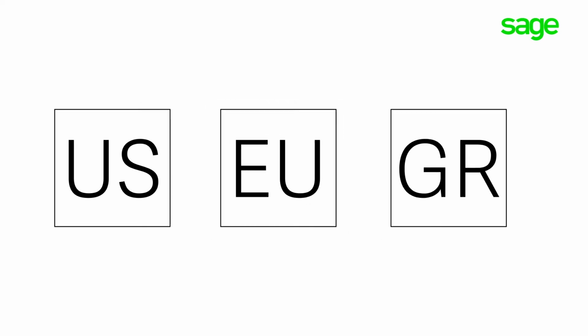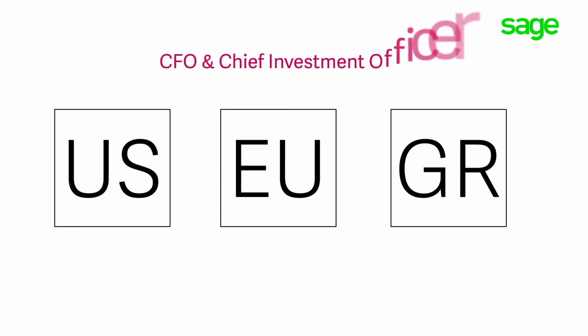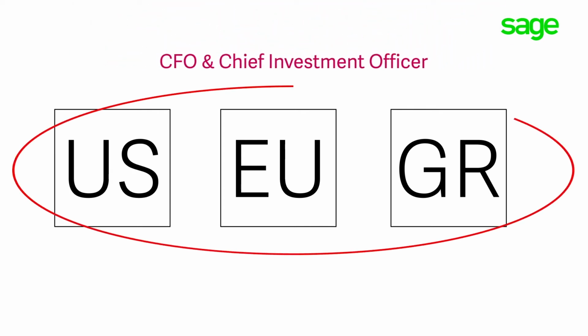The managers for each fund see just their part of the business. U.S. venture capital managers see just the U.S. venture capital fund. European venture capital managers see just the European venture capital fund, and so on, while the CFO and Chief Investment Officer can see information across all the funds.